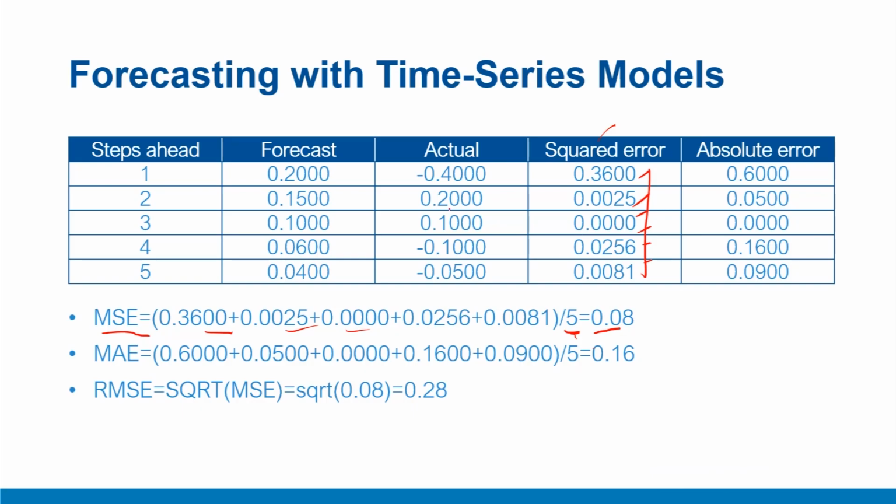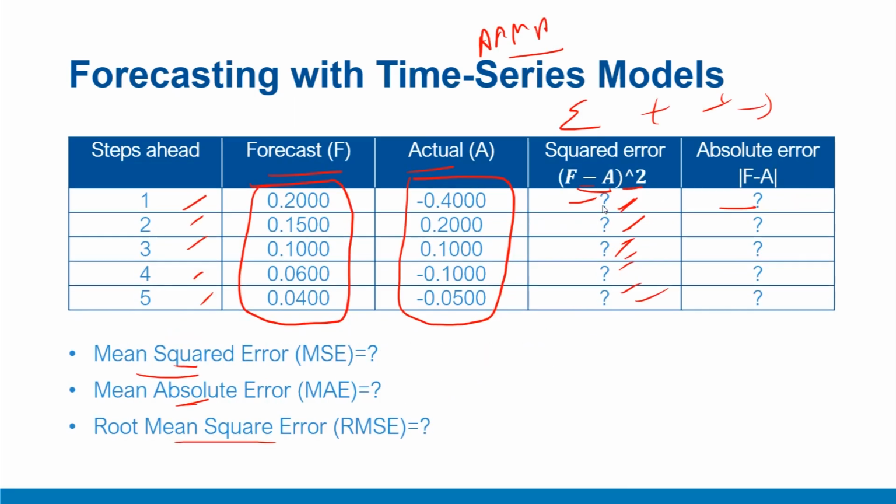Also, a more advanced version of this mean square error is root mean square error, which is nothing but the square root of this MSE. In this case, 0.08, I can take the square root to get 0.28. The second way is to take the absolute value.